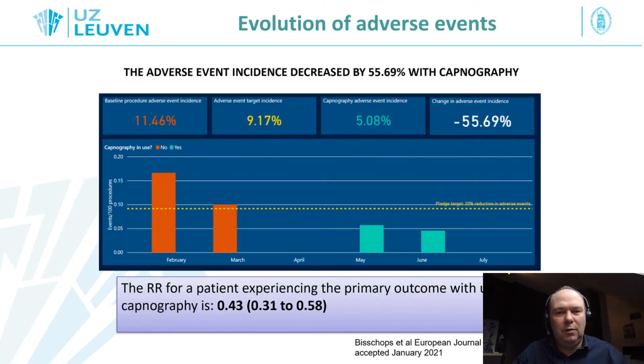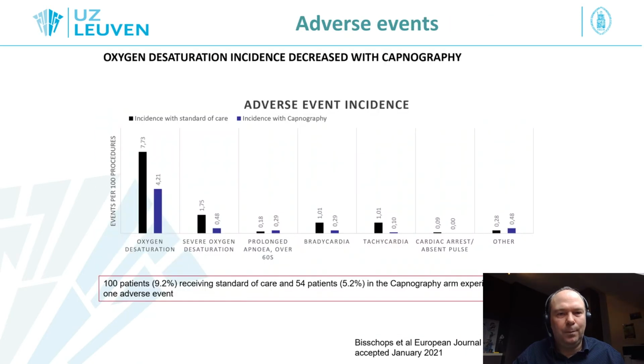These are the evolutions of the adverse events in this observational study, and you can see that the adverse event incidence decreased by 56% with capnography. In the first part of the study, in group 1, we had 11.5% adverse events, and in the second part, only 5%. We set out to reach 9.70%, so we went far below that, with a relative risk of 0.43 after introduction of capnography.